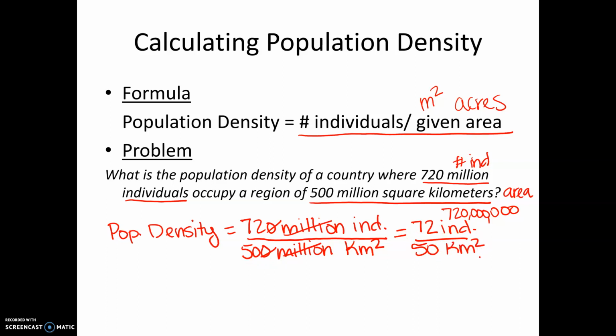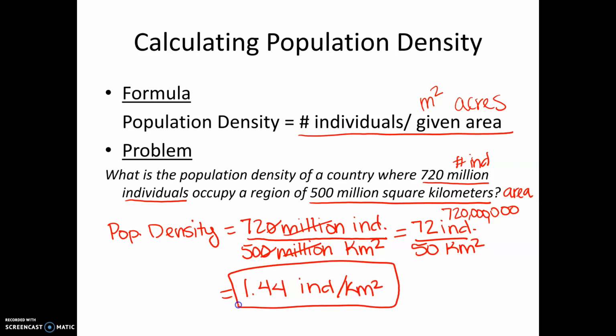square kilometers. Okay? So now put it into my calculator. 72 divided by 50, and that gives me 1.44 individuals per kilometer square. And there's your answer. So make sure that you are showing all of this work. It's not just enough to say, hey, I know the answer is 1.44. It's where did this come from? And make sure that you know how to show that on your paper.